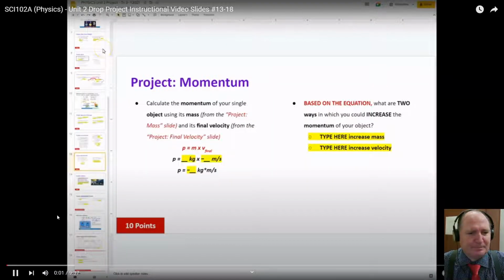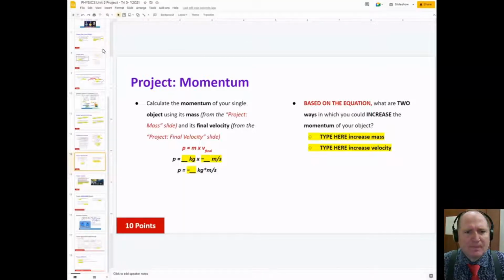Hi, everybody. Here is our final installment for slides numbers 13 through 18 for our Unit 2 Drop Project. Ooh, cool. So here we are picking up on slide number 13, talking about momentum. Just a few more calculations. Now remember, when we calculate a momentum of a single object, you need a couple of things. You need your mass and your final velocity. Cool. You can find your mass here on slide number 8.